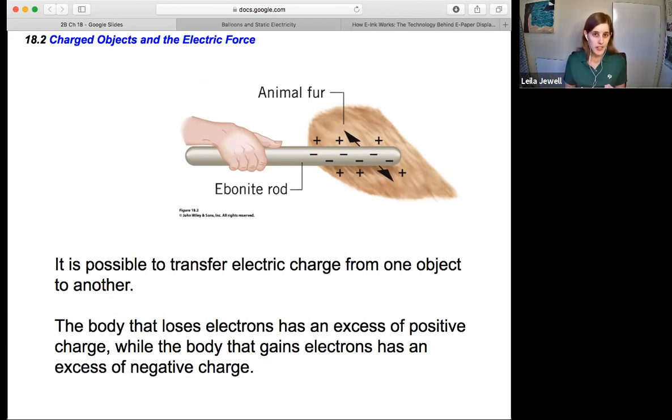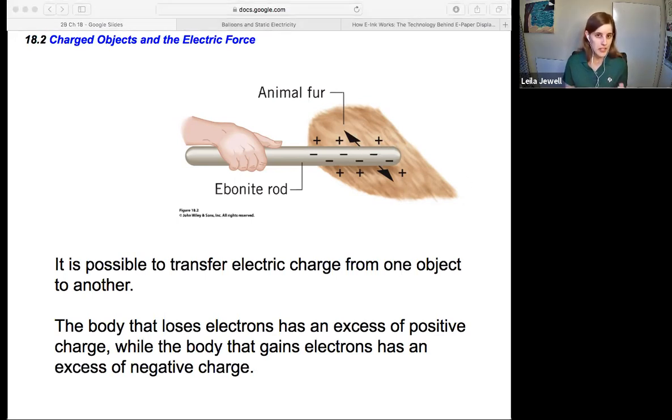What you'll find is that it's always going to be the electrons moving, as mentioned in the last video, right? So the object that loses electrons is going to have an excess of positive charge, while the body that gains electrons has an excess of negative charge. So as we look at our animal fur and the ebonite rod, the animal fur is here positive, so that means it's lost electrons. It has given some of its electrons to the ebonite rod that is now negatively charged. It's picked up some extra electrons.